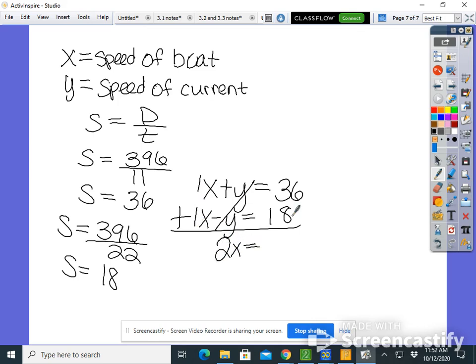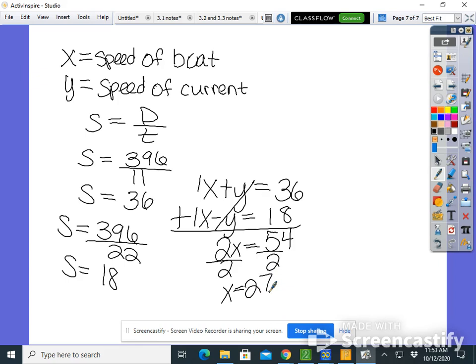36 plus 18 is 54. How do I solve for x now? Divide by 2. 27. So that's how fast the boat was going. Both times. So it's a constant speed on the trip there and the trip back.